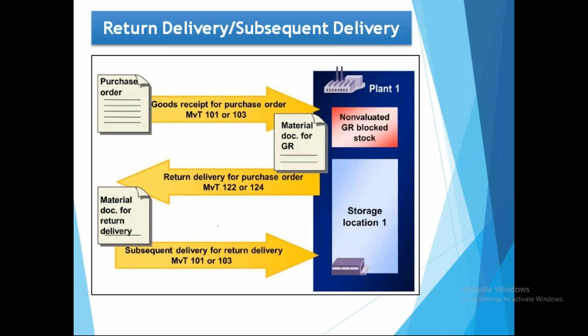So for subsequent delivery, the movement type can be 101 or it can be 103. So this is the flow we are discussing. We created the purchase order with movement type 101. We received the material, and with 122 movement, we again returned the material back to the vendor. Return delivery we made, and against that material document of the return delivery, the vendor will do the subsequent delivery. Okay, so this is the flow.